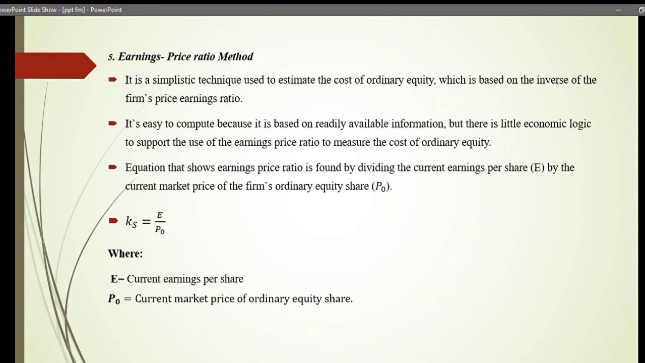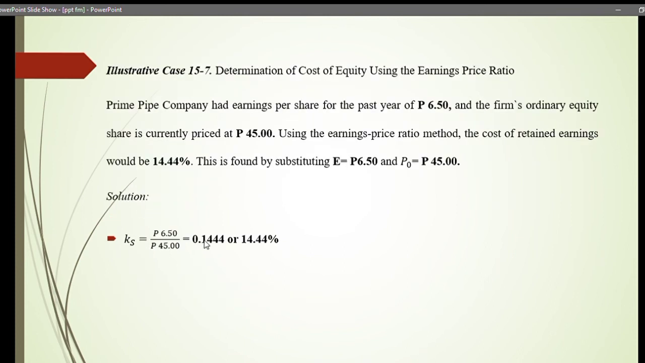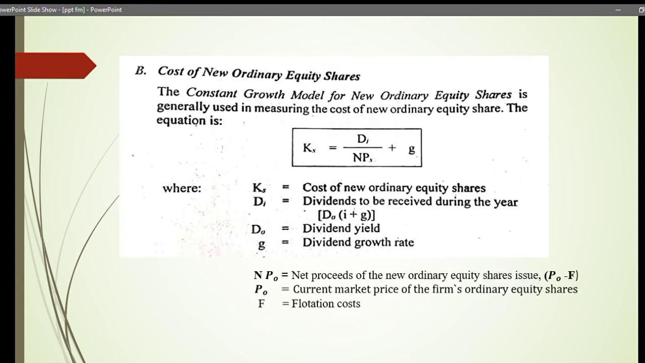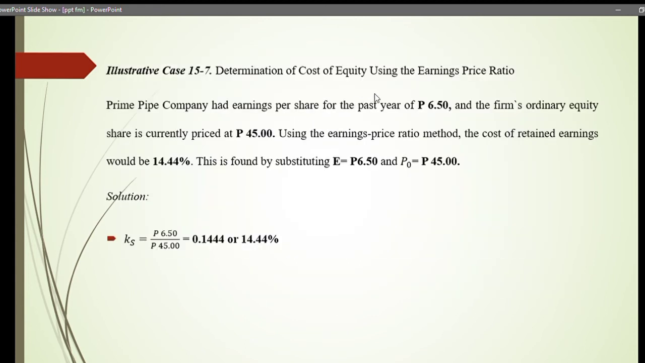But there is little economic logic to support the use of the earnings price ratio to measure the cost of ordinary equity. The earnings price ratio is found by dividing the current earnings per share by the current market price. So, here is the formula. We have here illustrative case 15-7, the determination of cost of equity using the earnings price ratio.